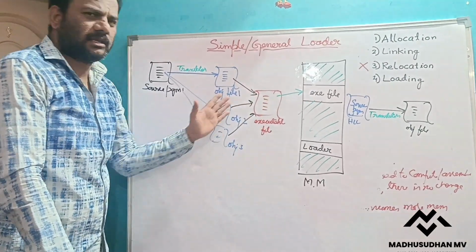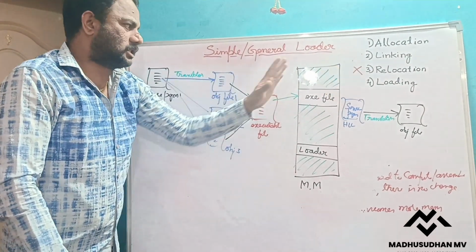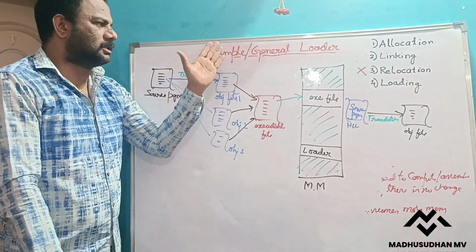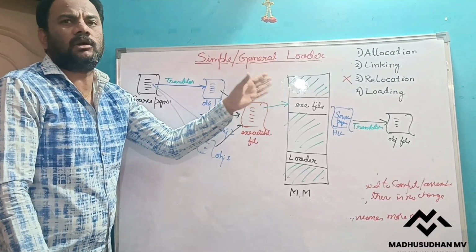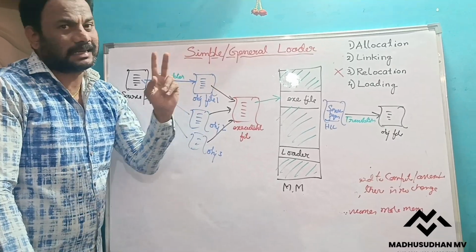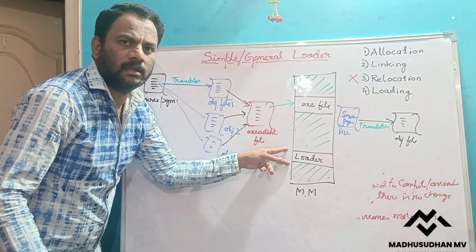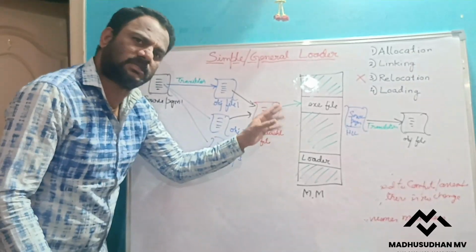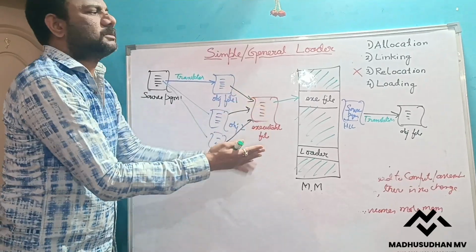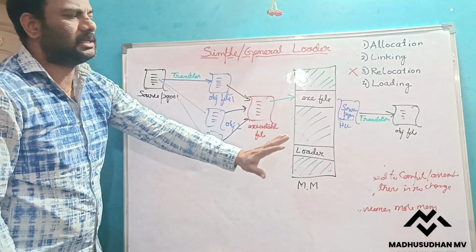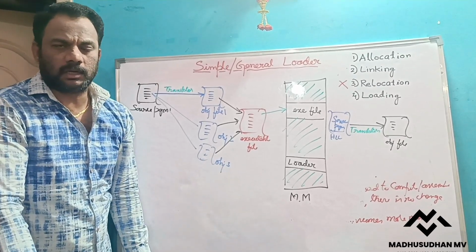But the only disadvantage here is that we cannot do relocation. That means if some program already occupies the specified location, then we need to wait until its execution completes. And the second disadvantage is that it still occupies some space in the main memory. Even though the size is small, it still occupies some space, so our user program won't get that much space in the main memory. These are the two major disadvantages of the simple or general loader. Hope you people understood.